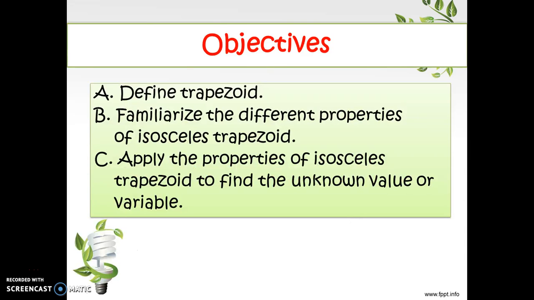So, at the end of the period, define trapezoid, familiarize the different properties of isosceles trapezoid, and apply the properties of isosceles trapezoid to find the unknown value or variable. So, let's get it on.